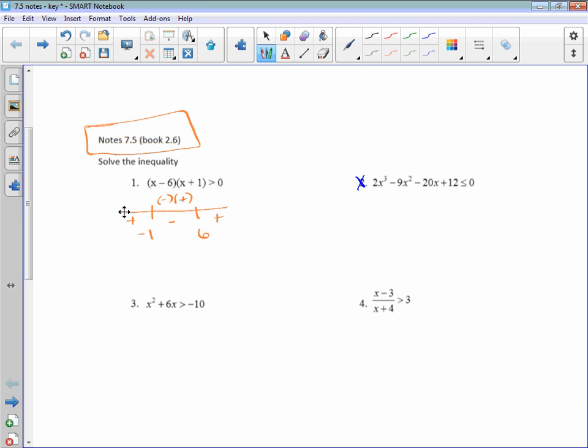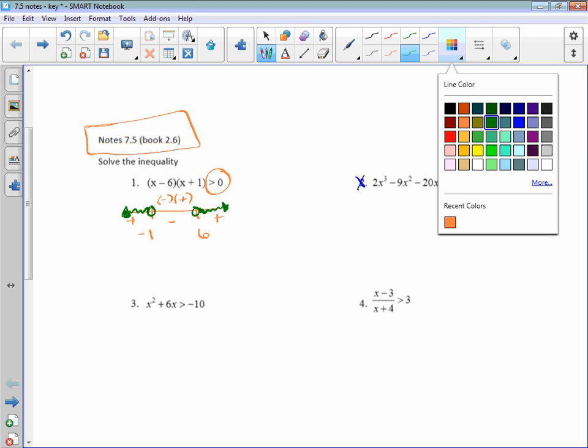Then we just have to look at what this is asking us. It says, when is it greater than 0? So is that positive stuff or negative stuff? Positive. So that means here and here. What do you think? Are the -1 and the 6 included or not? No. Okay, why? You're correct, but why? Yeah, it doesn't have the or equal to, so those are open circles.